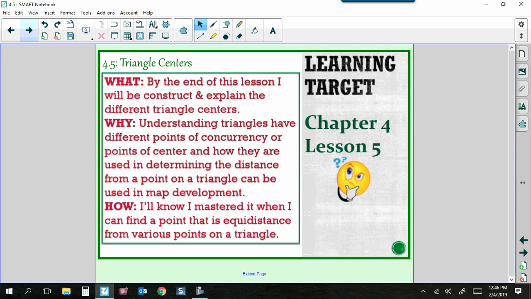What are we going to be doing? Well, by the end of the lesson, you will be able to construct and explain the different triangle centers. Why do you need to know this? Well, understanding triangles have different points of concurrency or points of center, and how they are used in determining the distance from a point on a triangle can be used in map development. How you will know you understand it? Well, you'll know you've mastered it when you can find a point that is equidistant from various points on a triangle. Perfect. Let's go ahead and get started.